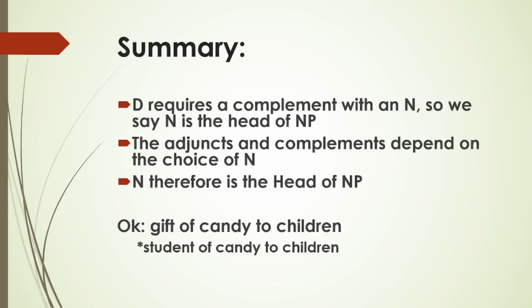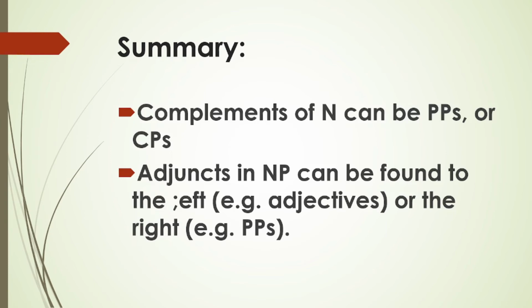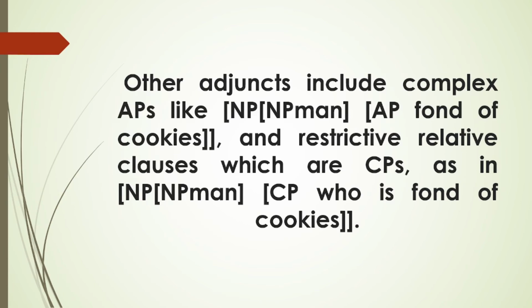So it's okay to say "gift of candy to children", but it's wrong to say "student of candy to children". In other words, complements of N can be prepositional phrases or CPs. Adjuncts in NP can be found to the left, for example adjectives, or the right, for example prepositional phrases. Other adjuncts include complex APs, like "man, AP, fond of cookies", and restrictive relative clauses, which are CPs, as in "man, CP, who is fond of cookies".